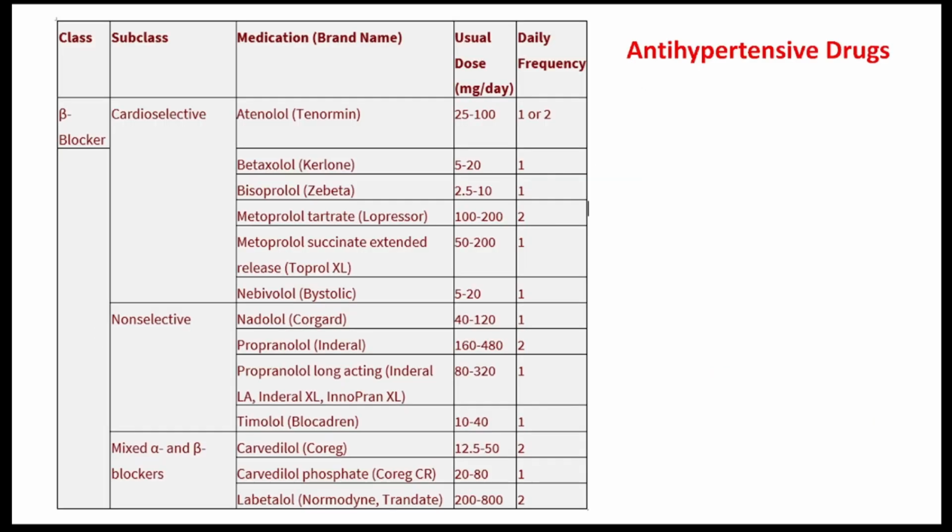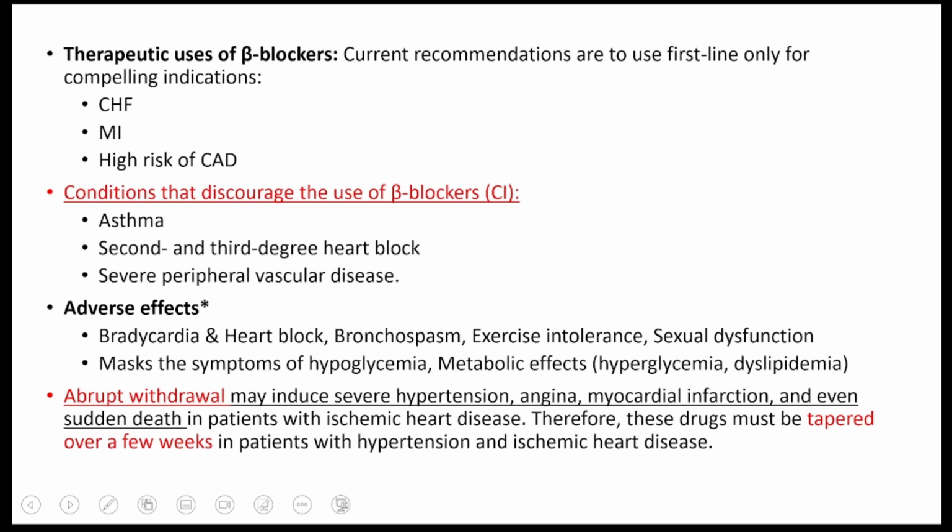And we have a list of medication here. We need to remember which of these medications need to be used. Okay, list of medication again. Here we have the indication: we use beta blocker number 1 for the treatment of hypertension, plus we use it for heart failure, myocardial infarction, and coronary artery disease.